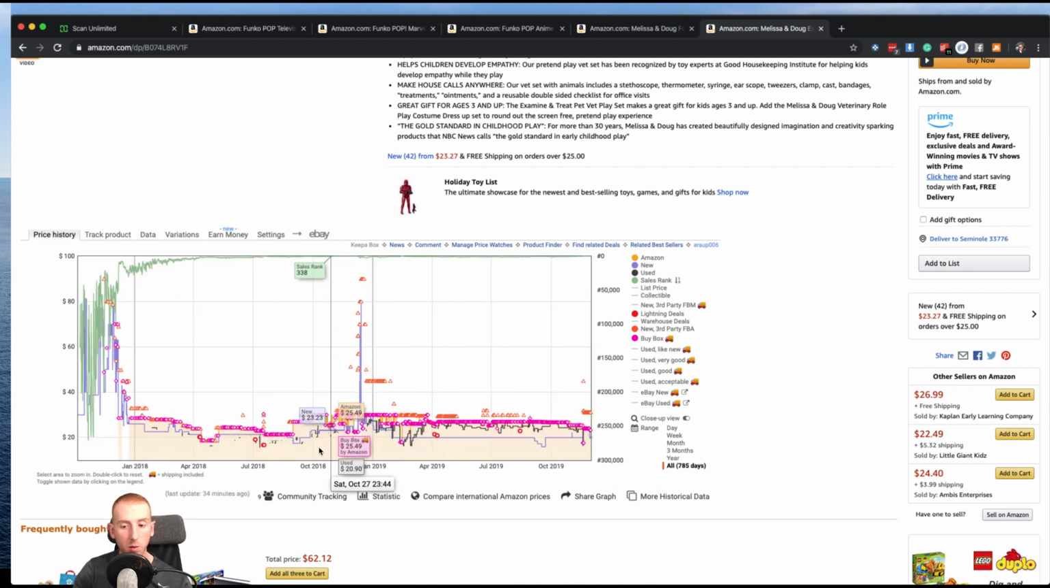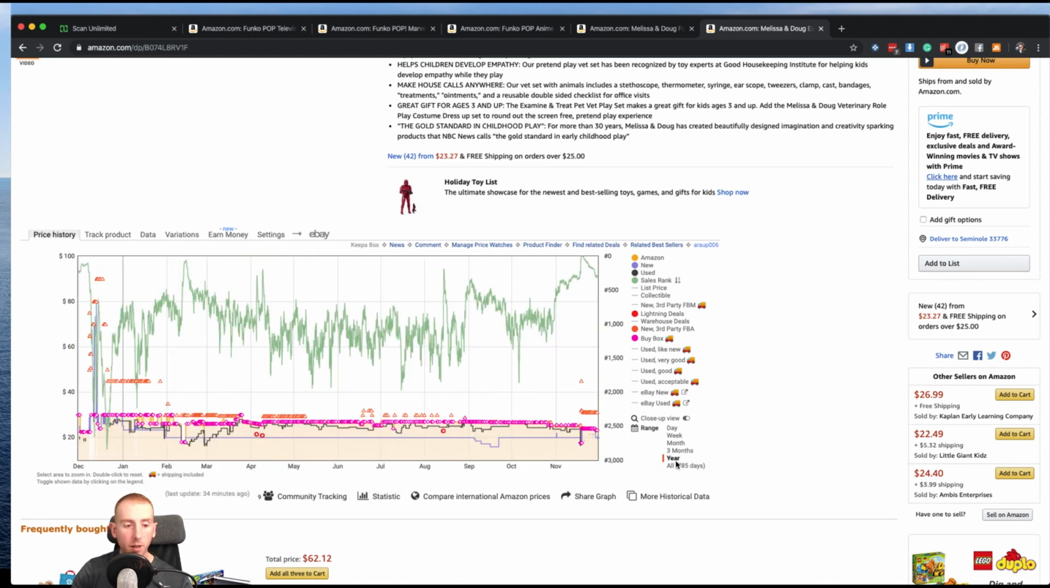If I zoom out to a very long range, I see again December of 2017 they ran out. I'm talking about Amazon, and the price was really high. So that is another way to position yourself in the buy box. It's simply by waiting, believe it or not.